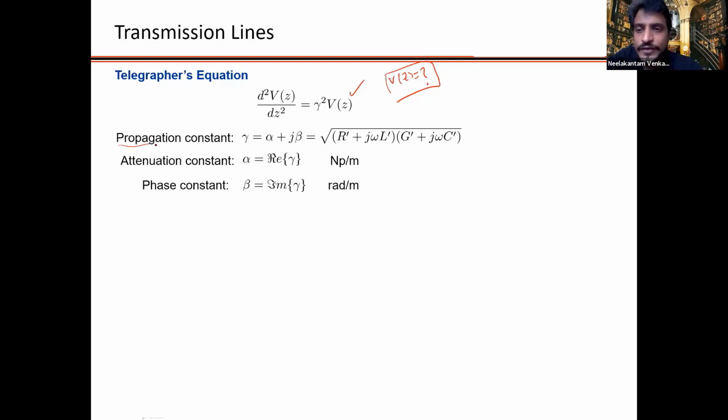So this gamma is what we call the propagation constant. It can be a complex number. The real part is the attenuation constant. The imaginary part is the phase constant. So how is it related to the per unit length parameters? It's related through this expression here.